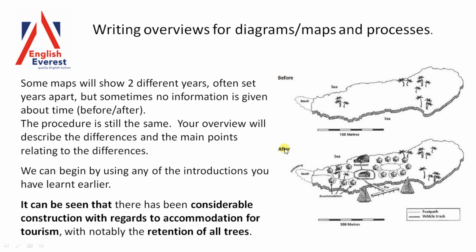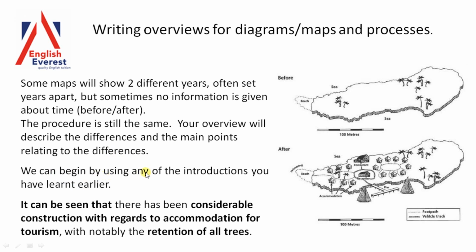If they have dates, then you'll have to include those dates in the body. So just reiterating that, some maps will show two different years, often set years apart, but sometimes no information is given about time, just as this one is. The procedure is still the same. Your overview will describe the differences and the main points relating to the differences.